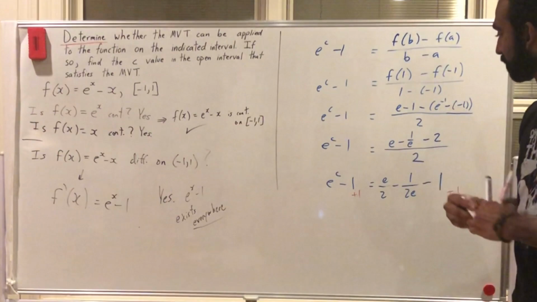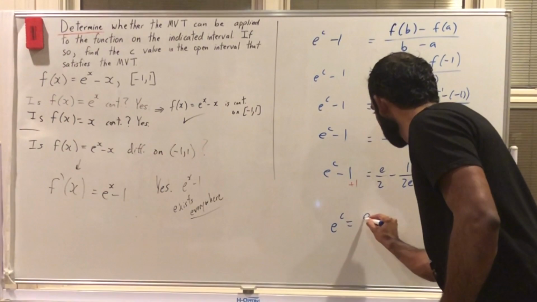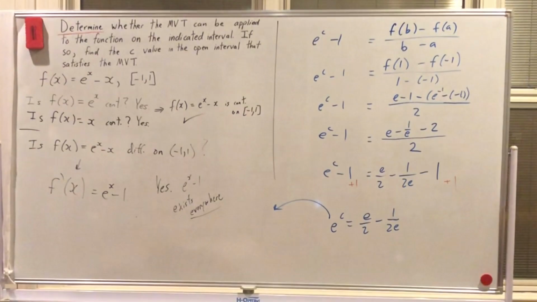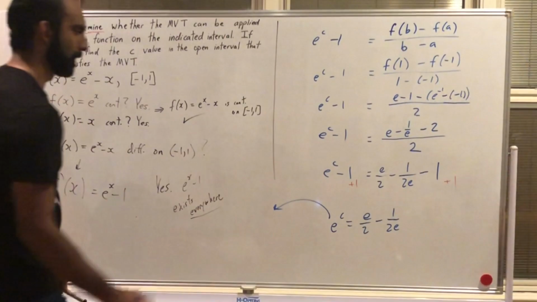Now e to the c equals e over 2 minus 1 over 2e. Now someone from algebra 2 and pre-cal, help me out. How do you solve for c, if e to the c equals that number on the right? You would take the natural log of both sides. Yeah. I'm going to ln both sides.